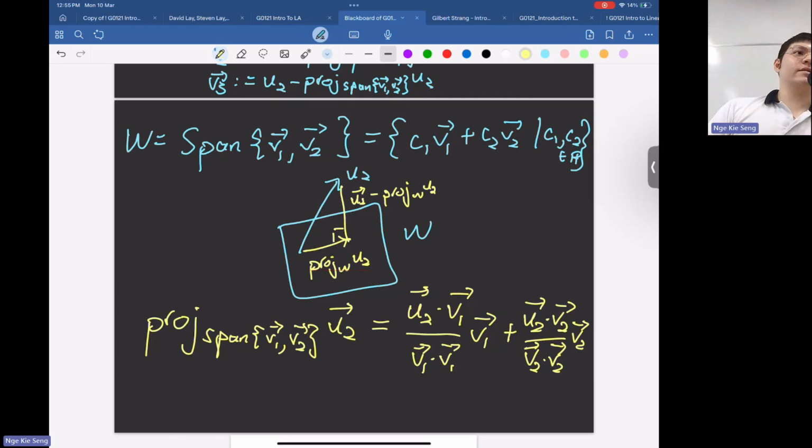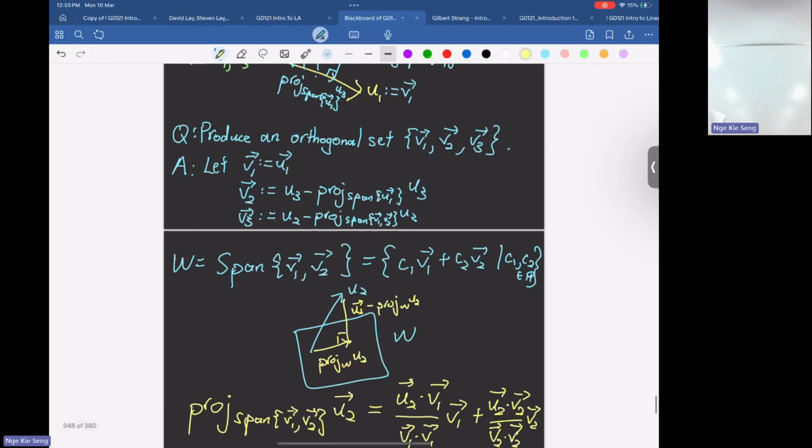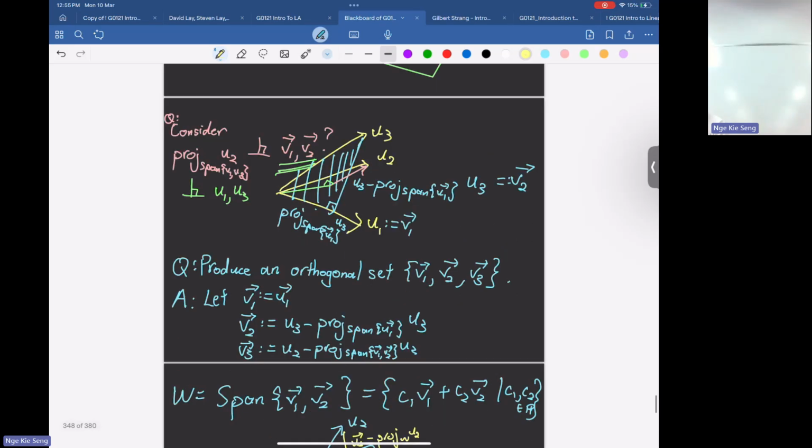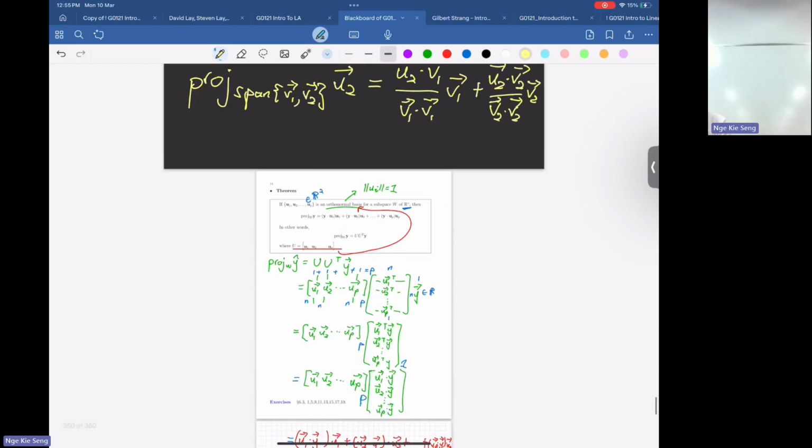Yes, this is pretty important: how to go from orthogonal projection onto a line to a space. If you have a space, you should know that it's the span of different lines, and then you just do the projection on each line and sum them up. We will come back to this Gram-Schmidt process again. This is what we call the Gram-Schmidt process, creating an orthogonal basis. Okay, we'll see you on Wednesday.